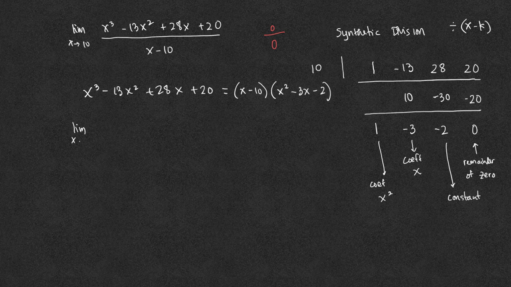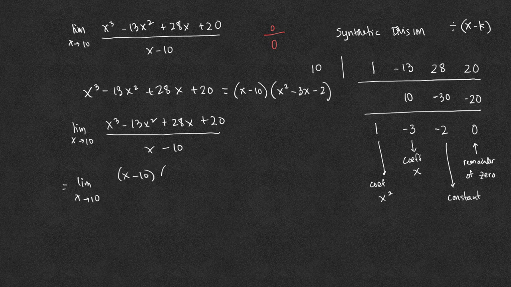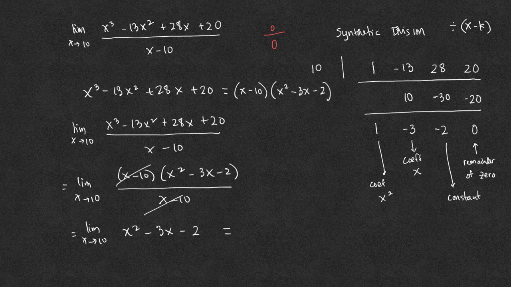Thus, the limit as x goes to 10 of x cubed minus 13x squared plus 28x plus 20 over x minus 10 is now the limit as x goes to 10 of x minus 10 times x squared minus 3x minus 2, over x minus 10. The x minus 10 factor cancels out, leaving us with the limit as x goes to 10 of x squared minus 3x minus 2, which is a polynomial, so we can evaluate the limit by simply plugging in 10. 10 squared minus 3 times 10 minus 2 is 100 minus 30 minus 2, so the answer is 68.